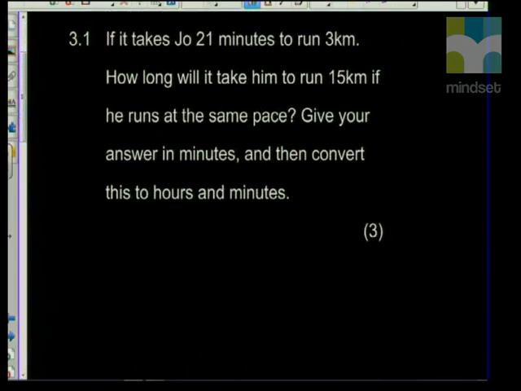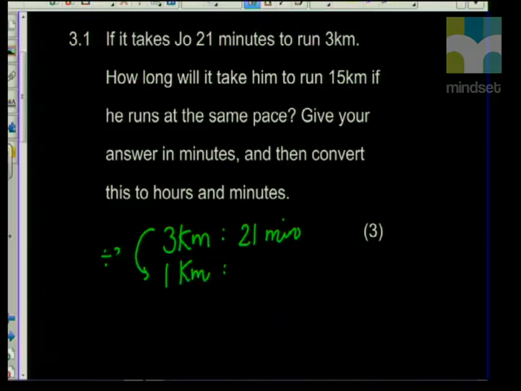I always start off these types of questions with a ratio. So I know that 3 kilometers is going to take him 21 minutes. I would suggest that you find out how long it's going to take him to run 1 kilometer. So I could do this by saying 1 kilometer. And in order to work out that, I'm just going to divide it by 3. Because 3 divided by 3 is 1. And this is a lovely number, so that I can also divide this one by 3. And 21 divided by 3 is 7 minutes.